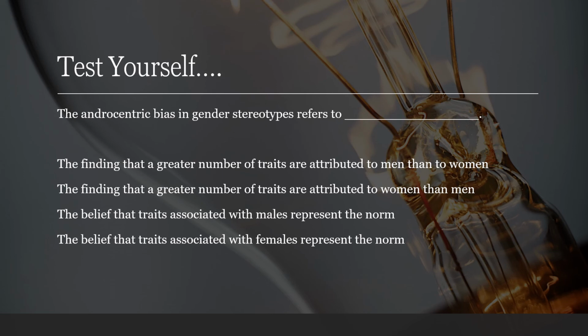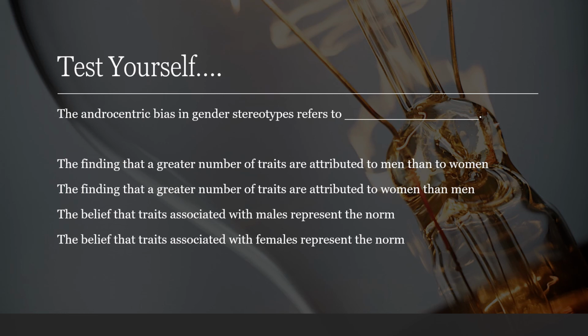Here's another one. The androcentric bias in gender stereotypes refers to what? Is it the finding that a greater number of traits are attributed to men than to women? The finding that a greater number of traits are attributed to women than men? The belief that traits associated with males represent the norm? Or the belief that traits associated with females represent the norm?